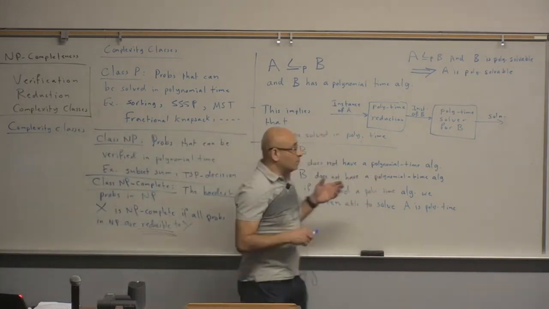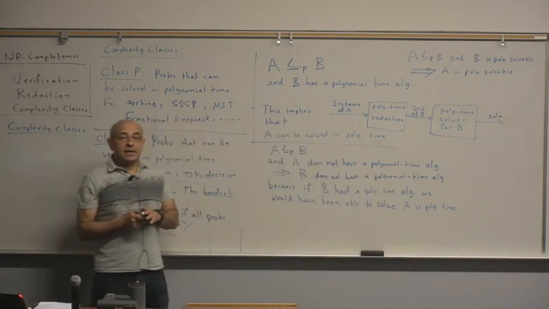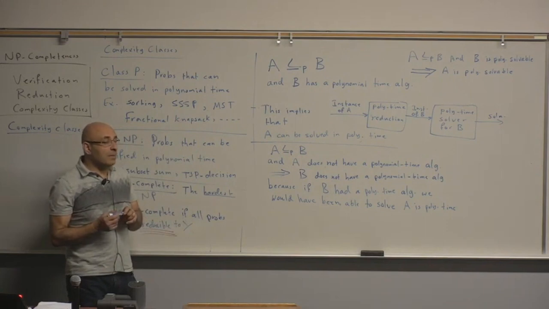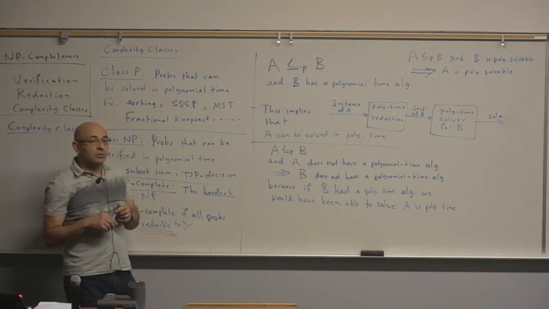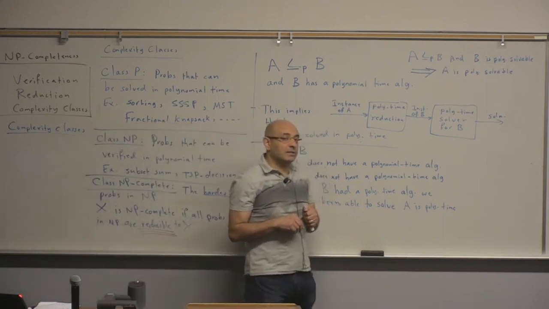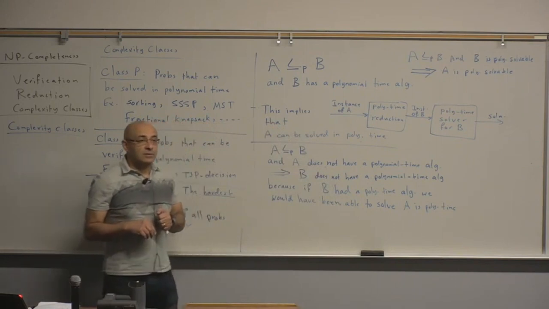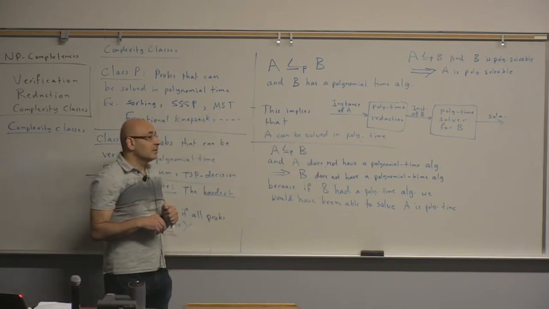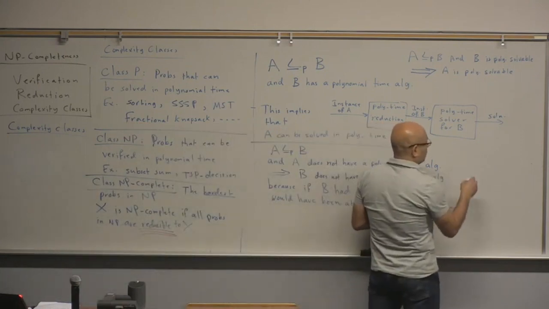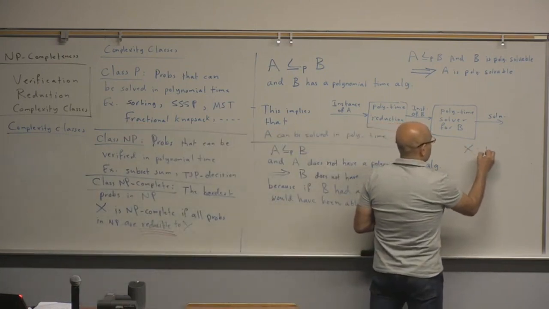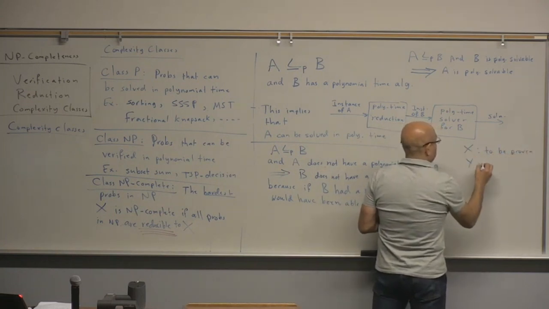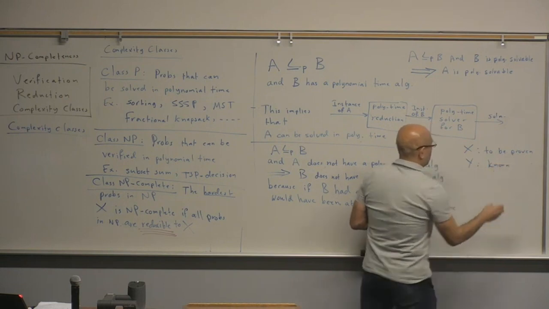What do you need to do? Do you need to reduce the known problem to the problem that you are trying to prove, or the problem that you are trying to prove to the known problem? In which direction should you do the reduction? Let's call the problem that you are trying to prove X, and Y is known to be NP-complete.